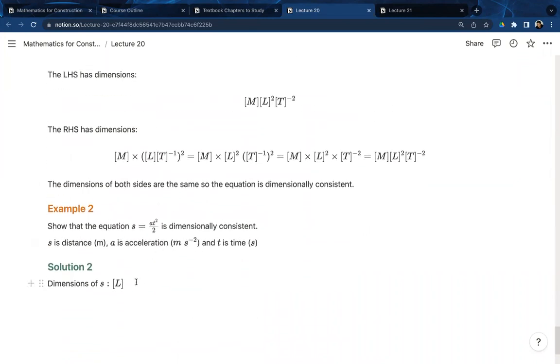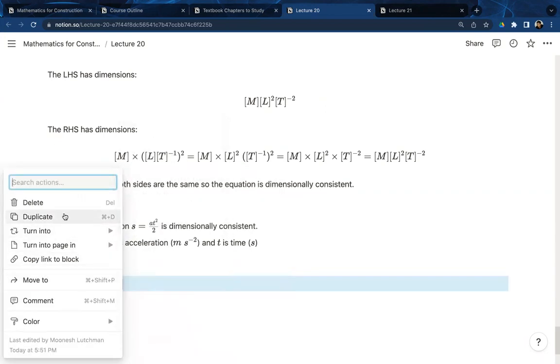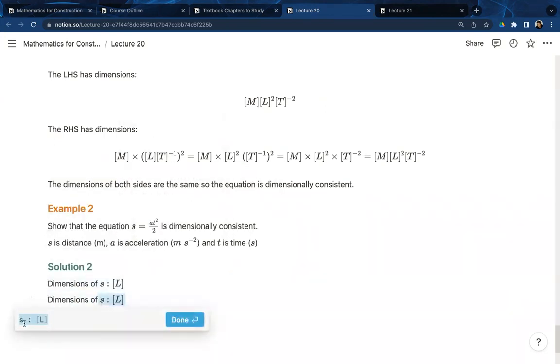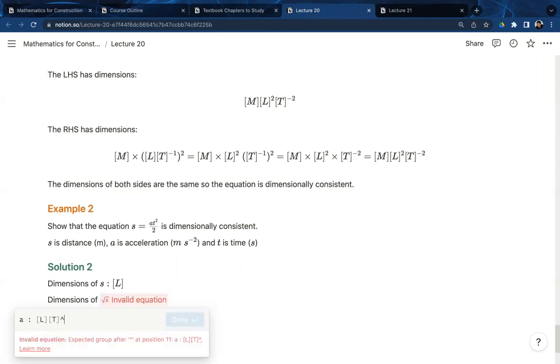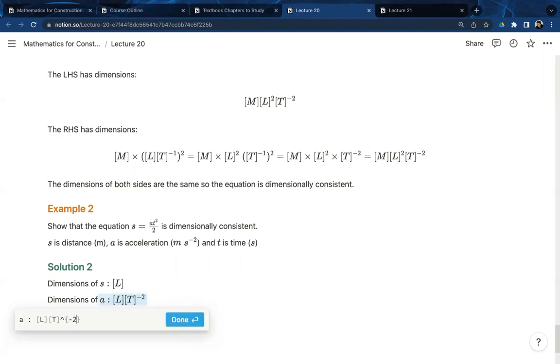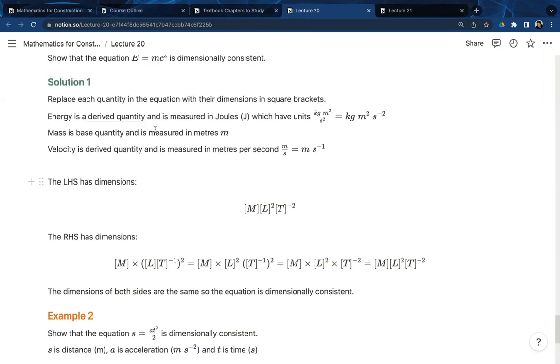Acceleration, right? What is acceleration? So you're given this here, A. Now, this is meter per second squared. So that's L. And we have a second, right? That's time. So that's T to the power -2, right? So that's the dimensions of acceleration, not the units. These are the units here. But what we do, we replace the units, the SI units, with the dimensions in square brackets.